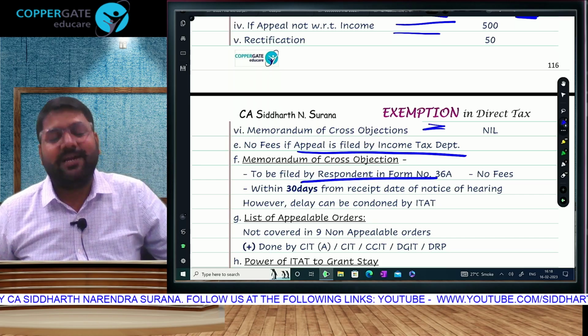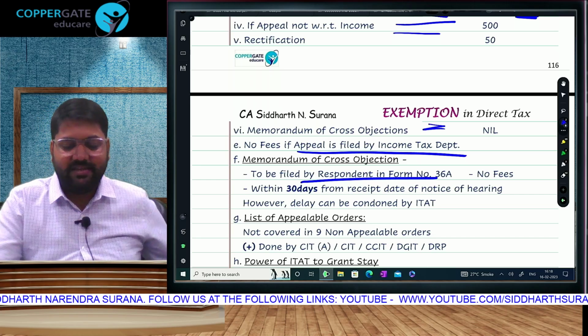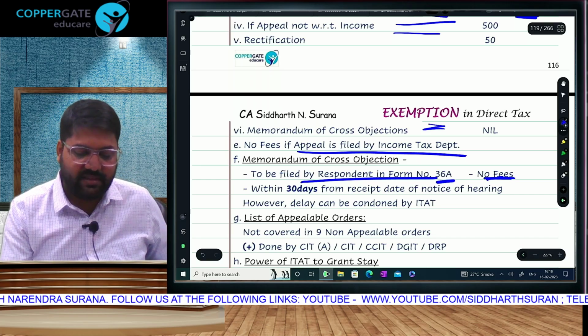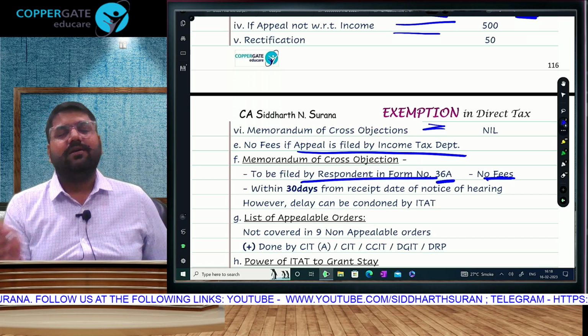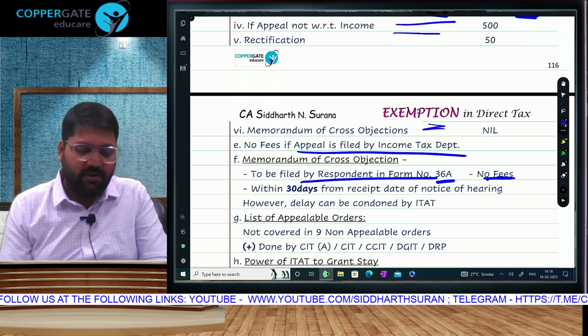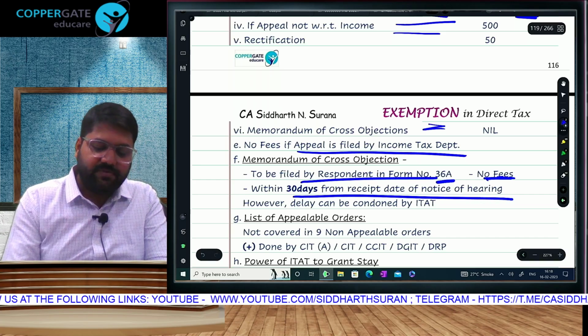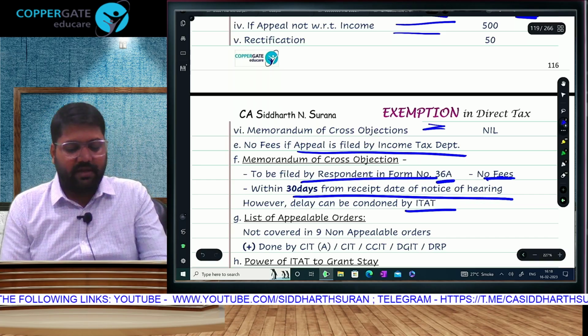So that some matters are dropped, the respondent will file. The ITAT form is 36A. This will be done without any fees. An appeal has to be done with fees, but only for the assessee, not for the department. And the memorandum of cross objection can be done without fees. Also, within 30 days from the notice of hearing; here also delay can be condoned.